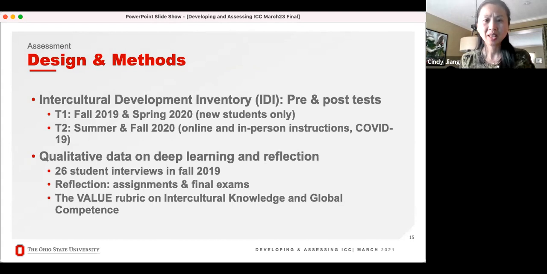1103. In terms of qualitative data, we also conducted interviews with 26 students at the beginning, when they were taking 1101 in fall 2019. And also throughout the three semesters, students provided writing assignments and final exams that had a lot of reflective questions that Janice mentioned earlier. And for all of these interview and reflective data, we used AAC&U's VALUE rubric on intercultural knowledge and global competence to assess for various levels of intercultural knowledge and competence.